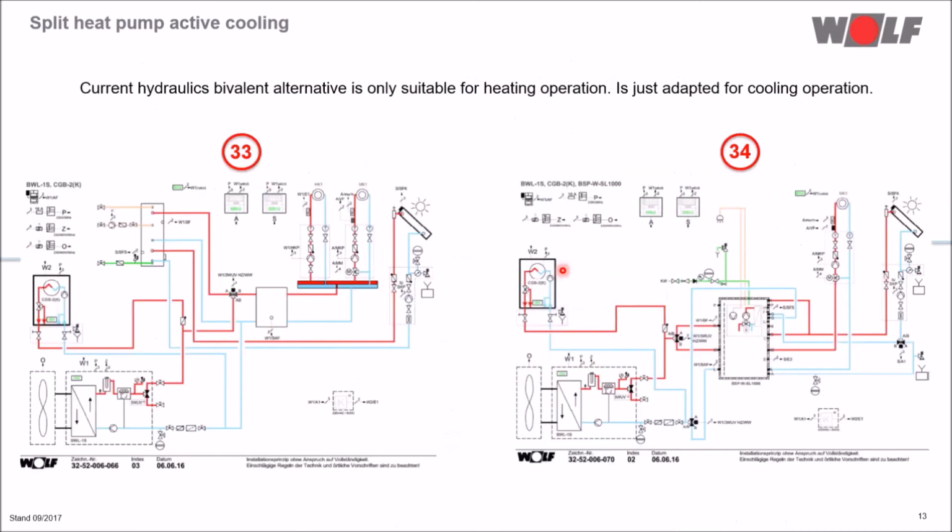System configurations 33 and 34 are for appliances with a bivalent alternative operation. Currently, those hydraulics are only released for the heating operation. They are being revised at the moment so that they are appropriate for the cooling operation in the future.